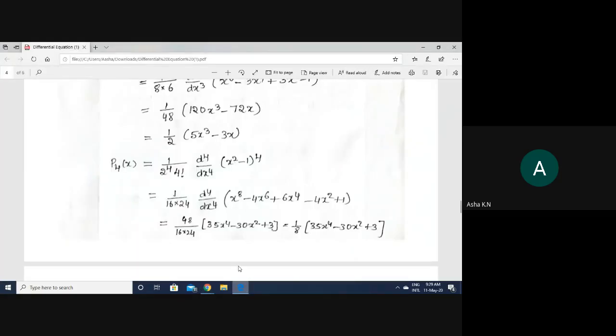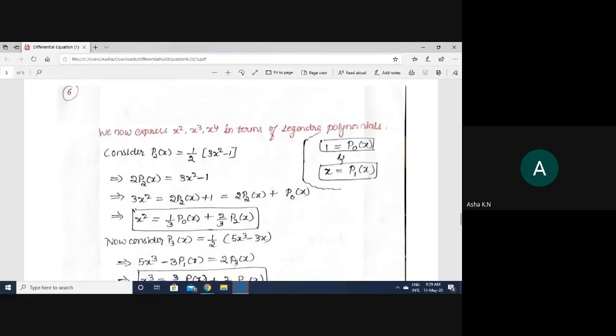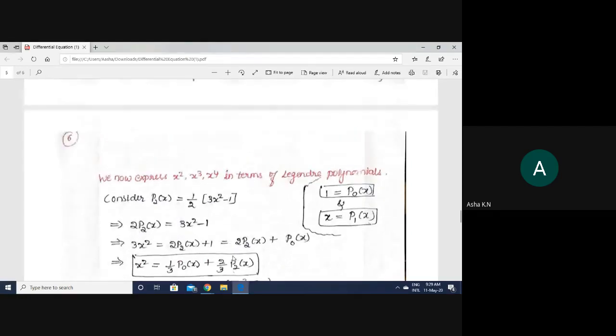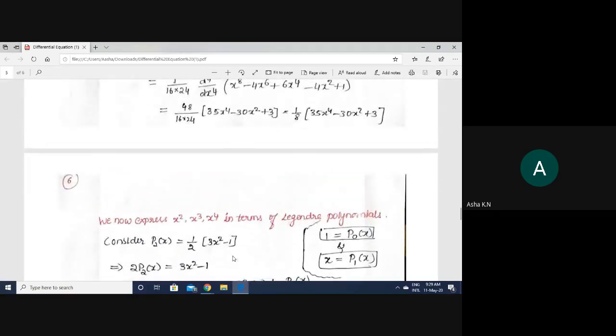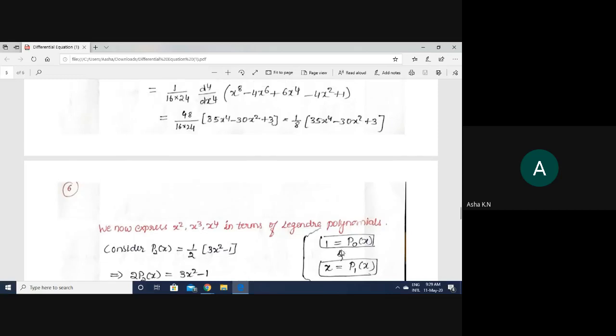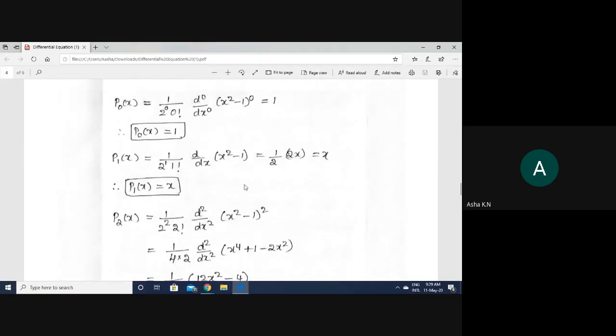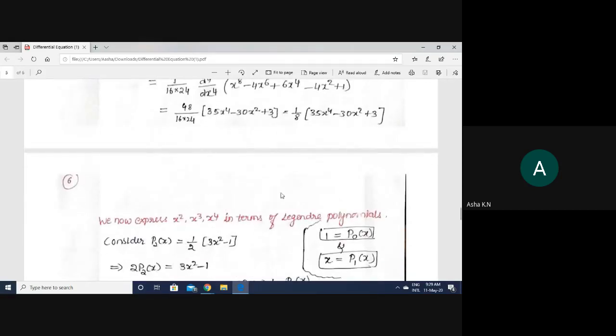Now the thing is, express x square, x cube, x power 4 in terms of Legendre polynomials. Already we have 1 is P0 of x, and x is P1 of x. We got that in the beginning itself. You remember, I guess, right? Here we have P0 of x is 1, P1 of x is x, so that we may have to use later. So I have written it here.